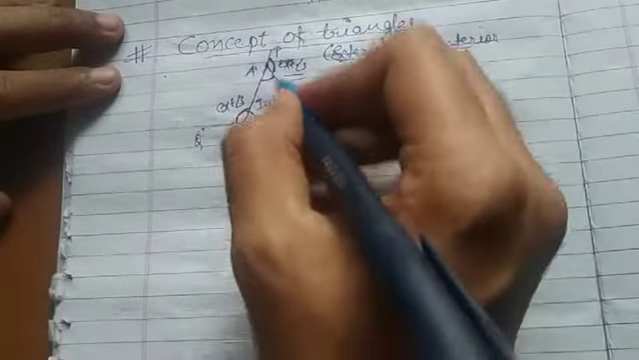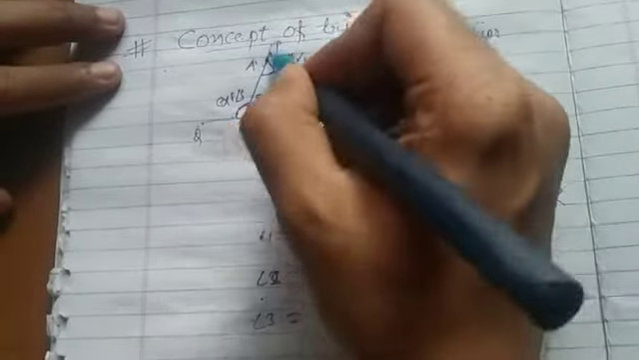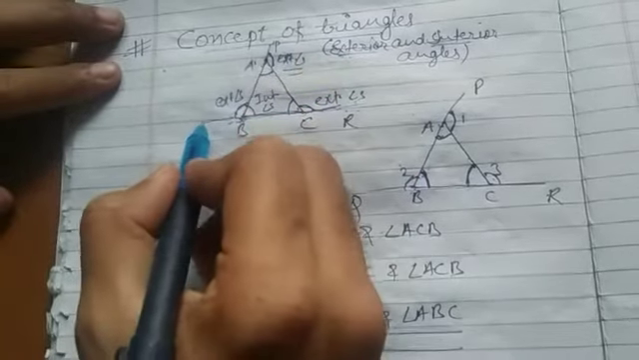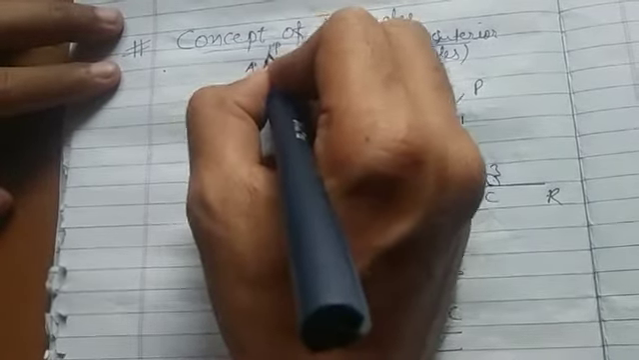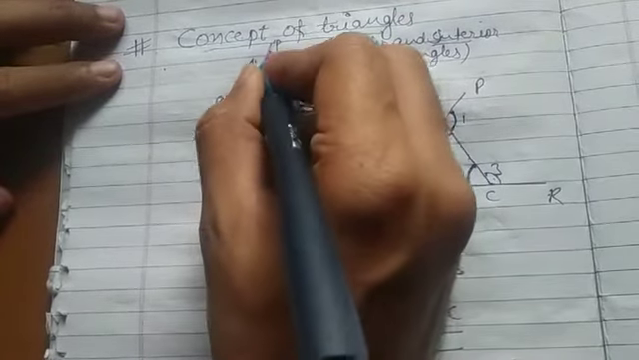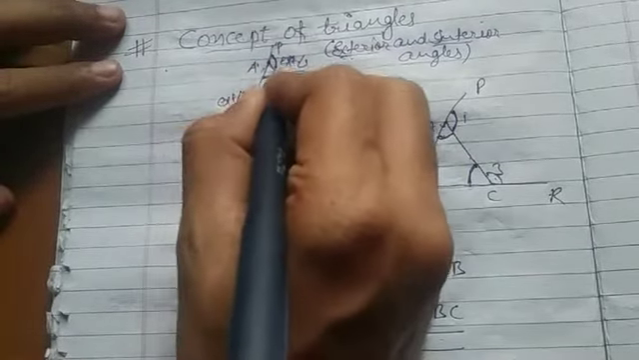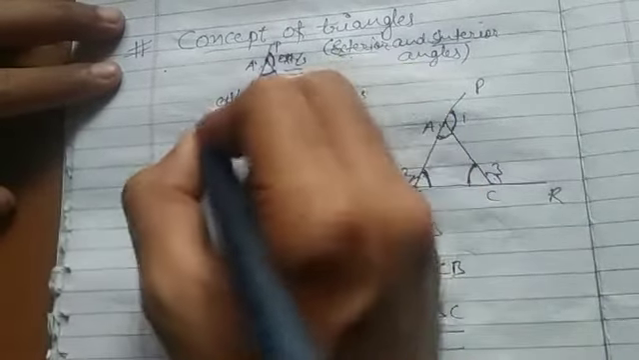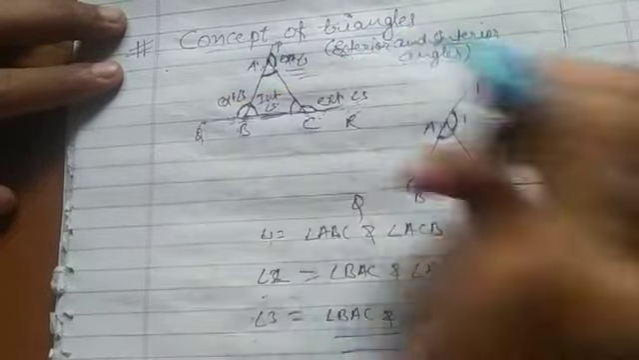Okay, so ABC is a triangle. We have extended this side BC to R, AB to P, and this side BC again to Q. These angles BAC, ABC, and ACB are called interior angles. And ABQ, ACR, and CAP are all exterior angles.